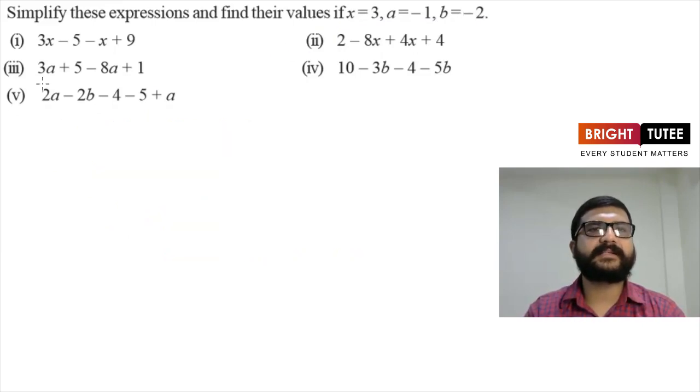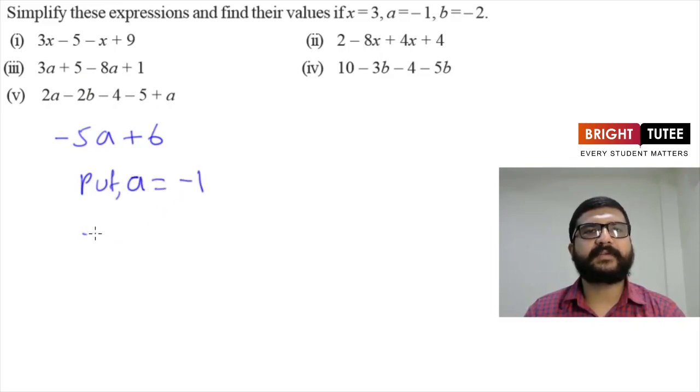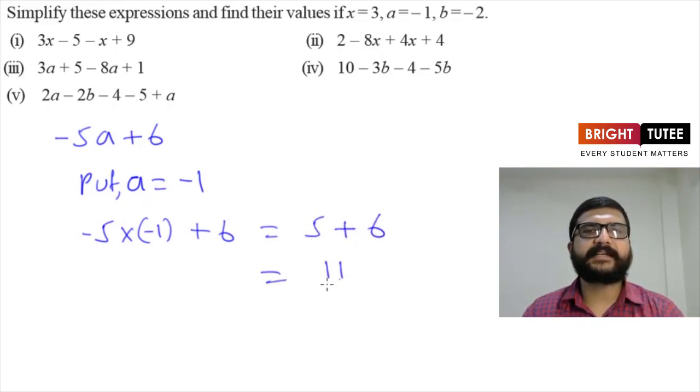Now the third expression, we are having 3a plus 5 minus 8a plus 1. Now 3a minus 8a, this will be minus 5a, plus 5 plus 1, it is 6. So we are having minus 5a plus 6. Now let's put the value of a here. So we will put a is equal to minus 1. So we will get minus 5 into minus 1 plus 6. Minus 5 into minus 1, this is 5, and then plus 6. 5 plus 6, it is 11. So 11 is the value of this expression at a is equal to minus 1.